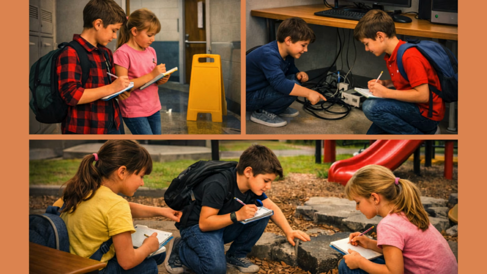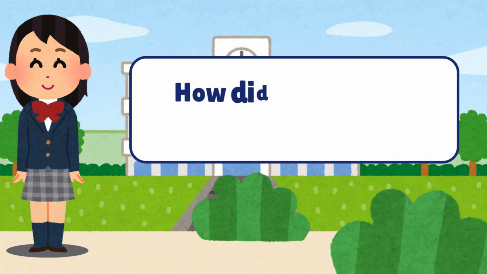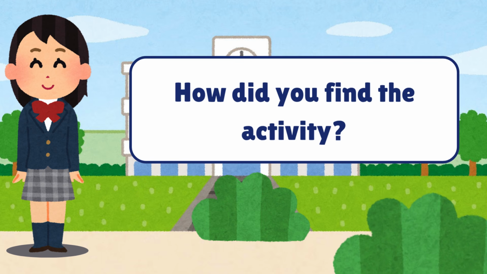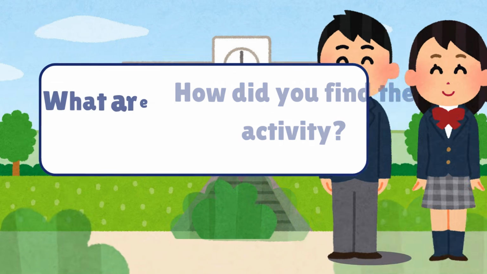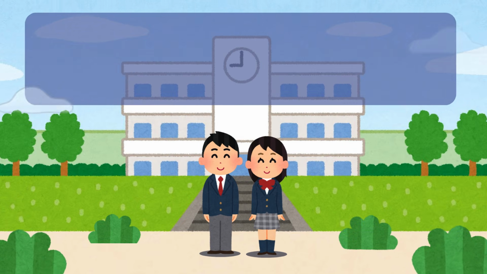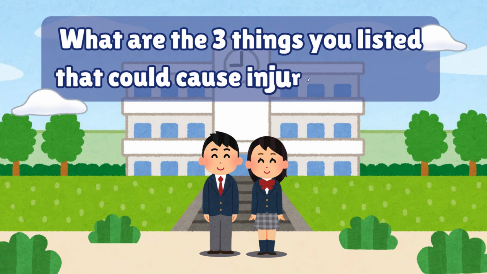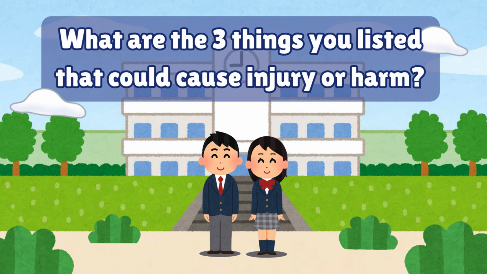During our discussion, I'll ask you a few questions. Now for the questions. How did you find the activity? What areas of the school campus did you visit? And most importantly, what are the 3 things you listed that could cause injury or harm?